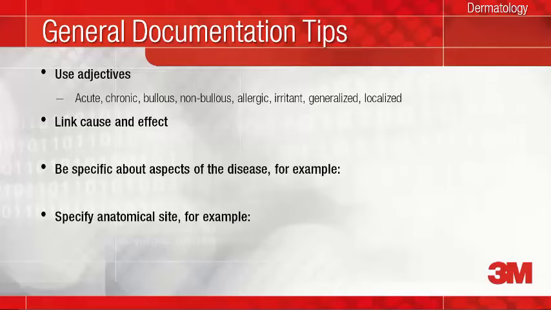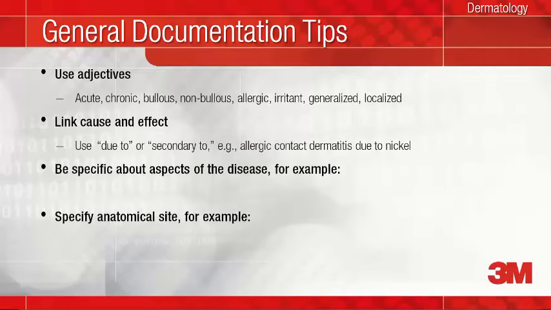Differentiate in your notes whether or not a condition is acute or chronic, bullous or non-bullous, or generalized or localized, when appropriate. For example, document chronic radiodermatitis instead of radiodermatitis. Use due to or secondary to indicate cause and effect and to record all conditions the patient may have, such as allergic contact dermatitis due to the metal nickel. Be specific about documenting aspects of the disease processes such as Stevens-Johnson syndrome, involving 35% of the body surface.